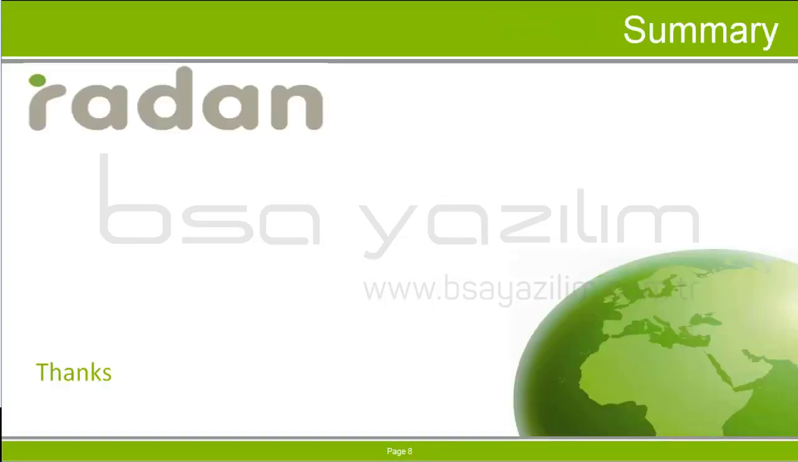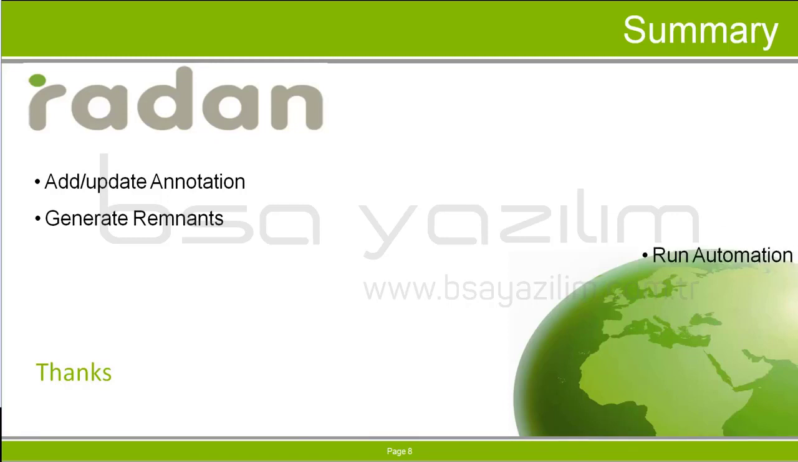In summary, we've seen that the Finish Nesting command provides an automatic method to add or update nest annotation and edit the nest sheet count, as well as automatically generate remnants from unused material and run tooling, sequencing, and compiling operations automatically.